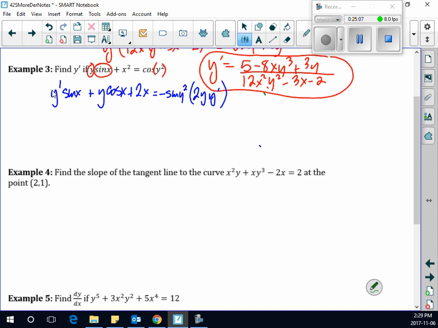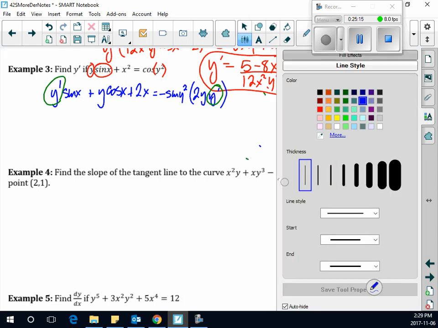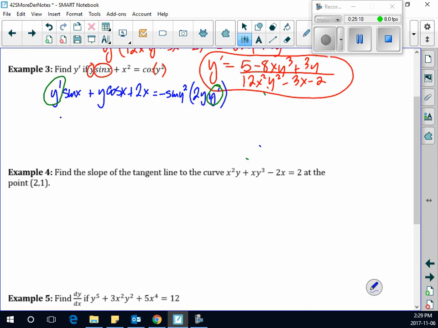So I'm just going to circle my y prime so I know what I'm solving for. So move this over. I get y prime sine x plus sine y squared. Oh, I need to make this a little nicer.